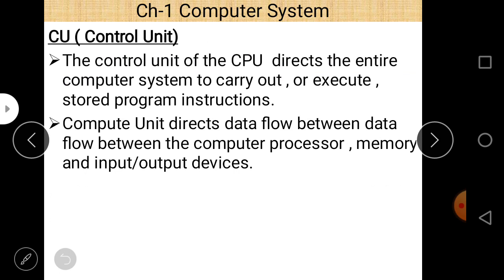So all these types of instructions are called control instructions or control signals. Control signals are sent by the control unit to check that all the devices are properly connected or behave properly or not. So all these types of operations are done by the control unit. As the name suggests, always remember that control unit means controlling the entire operation within the computer system.